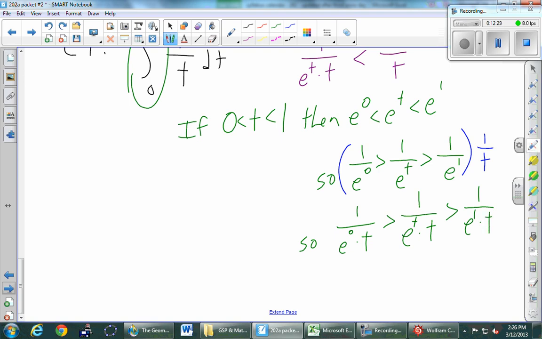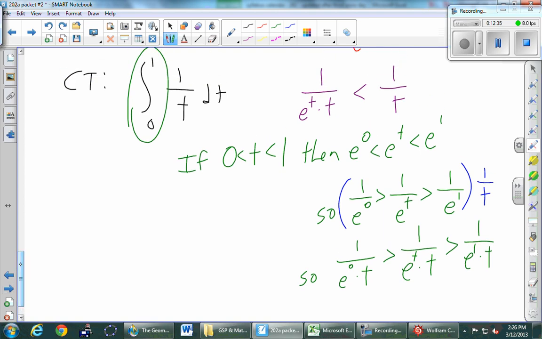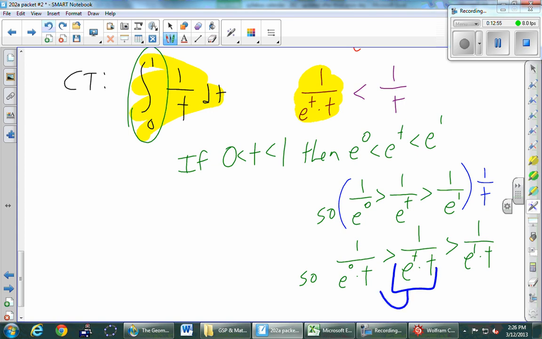And again, we were hoping to get some divergent thing because we believed that this integral right here diverged. So what I'd really like is for the thing that I have to be bigger than the divergent integral. So on the one hand, this thing right here that I have is smaller than that guy. That's not helpful to me. But look, it is bigger than this one.